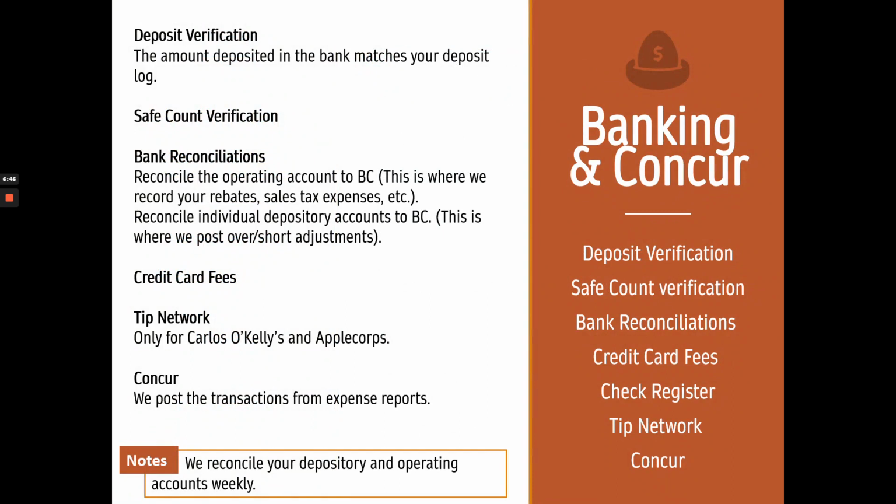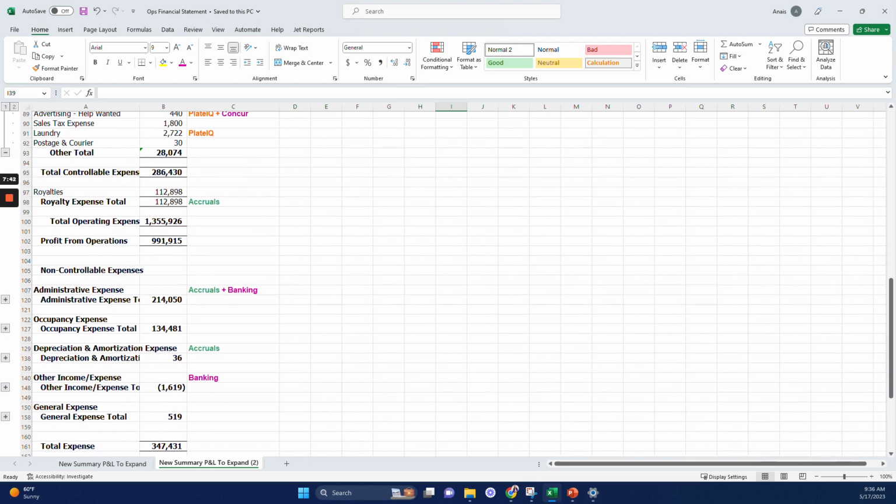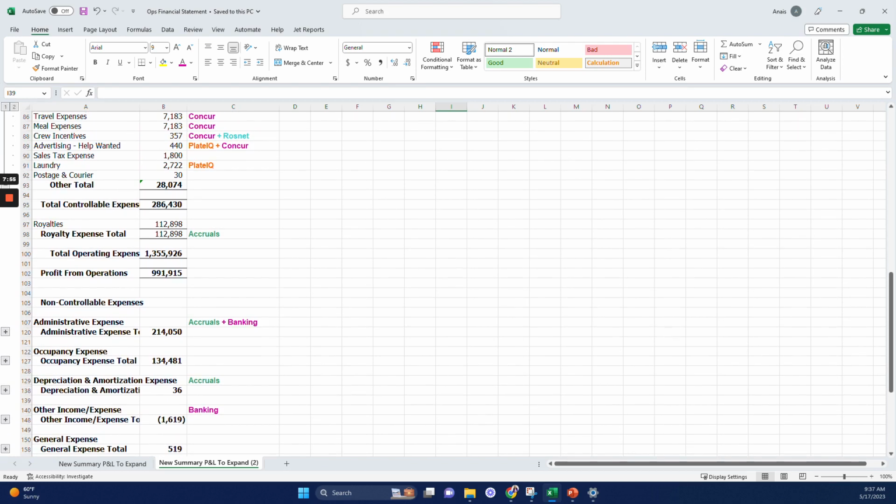The fourth bucket of data comes from the banking information and your expense reports. Most of the banking information is posted below profit from ops. That's the information in purple here. The expenses from your expense reports are mostly above profit from ops, and those are the Concur expenses. First of all, we verify your safe count information on a daily basis. We reconcile your depository accounts weekly to match what you entered on your deposit log in Rosnet to your depository bank. We post overrun adjustments when needed.